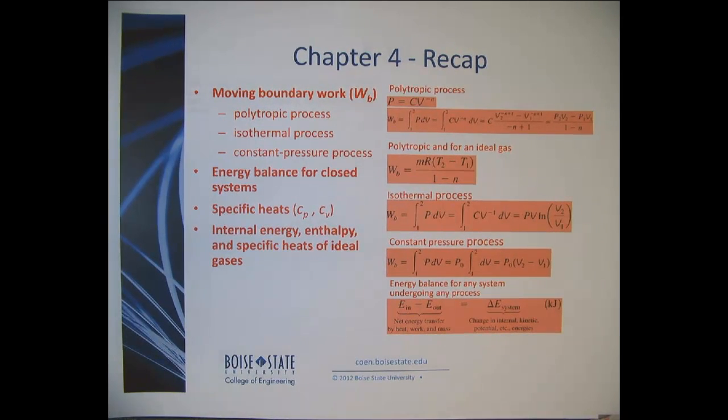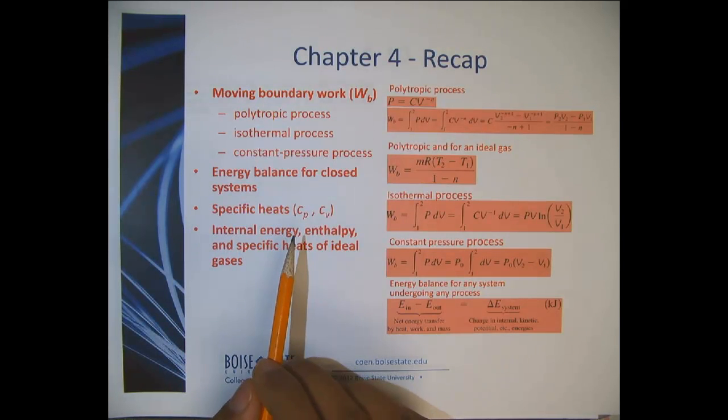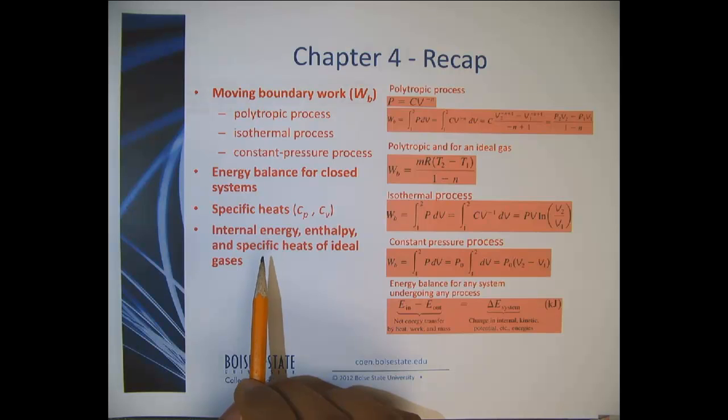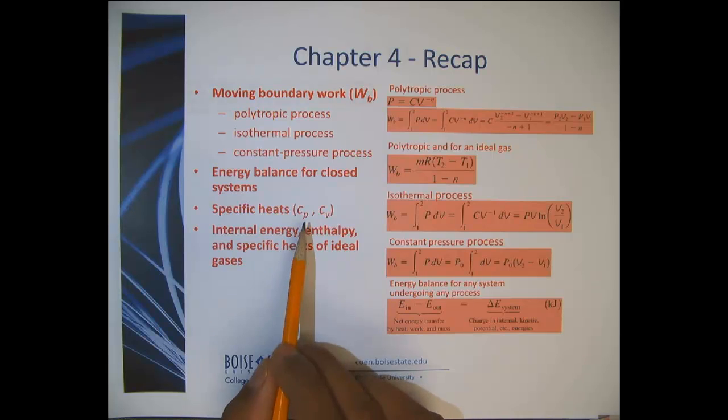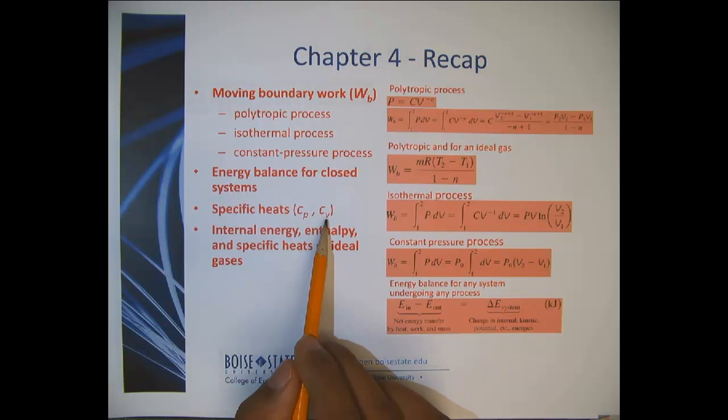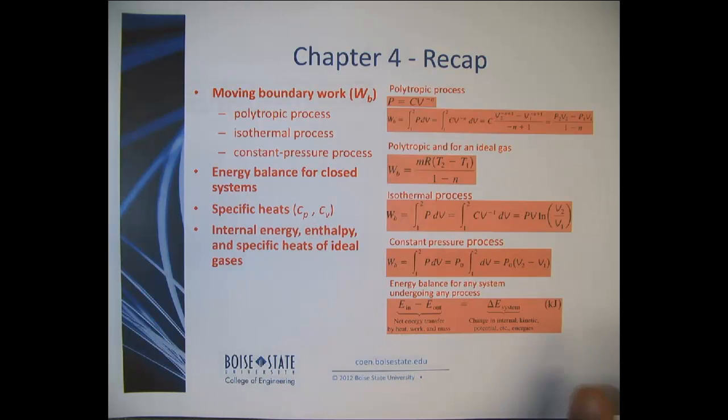We also learned specific heats: the constant pressure specific heat and the specific heat at constant volume. For an ideal gas, the change in enthalpy will be Cp times delta T, and the change in internal energy will be Cv times delta T.